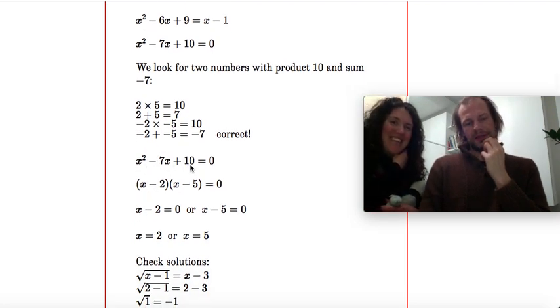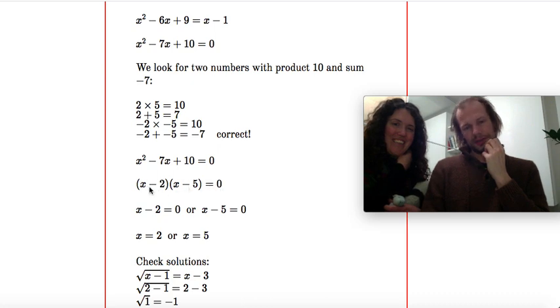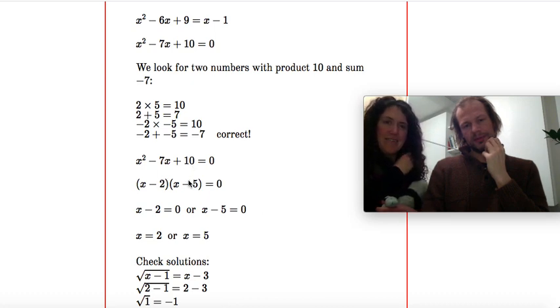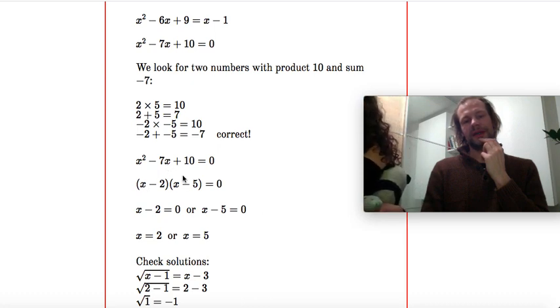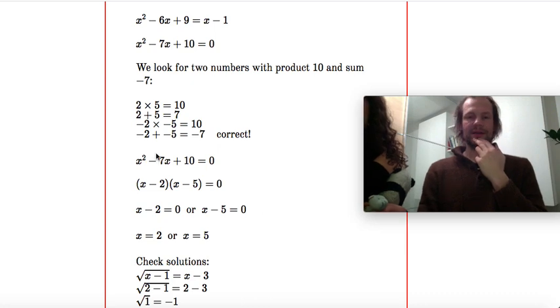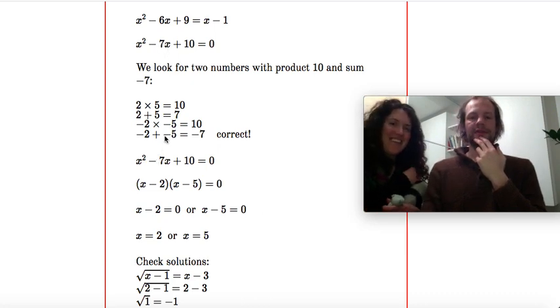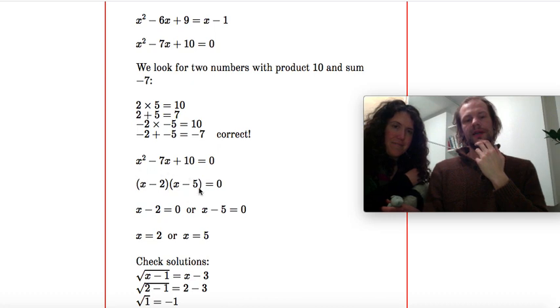So this equation, we can write it like this, because minus 2 times minus 5 is 10, and minus 2 minus 5 is minus 7. And x times x is this. So that's a trick to solve this equation. You would like to write it like this.